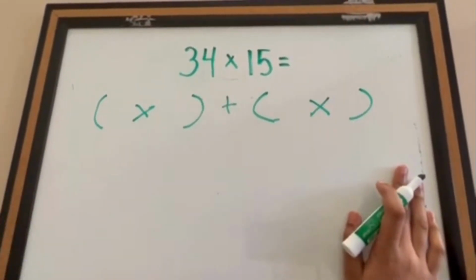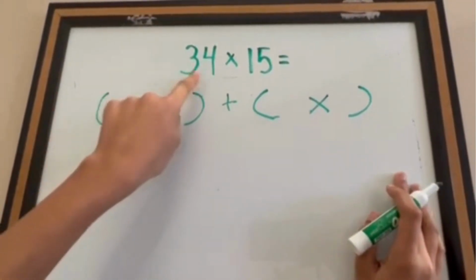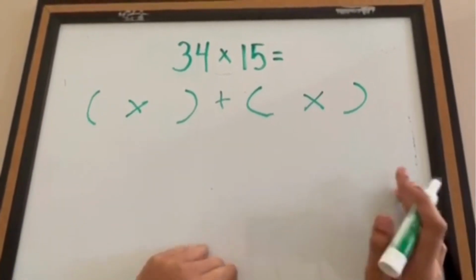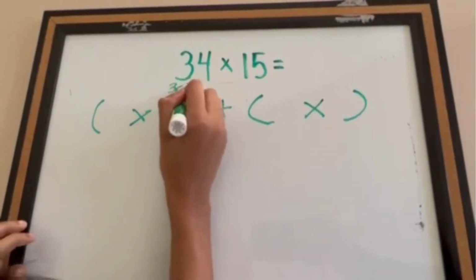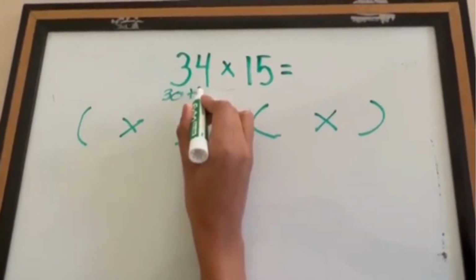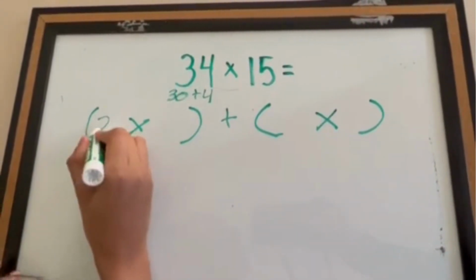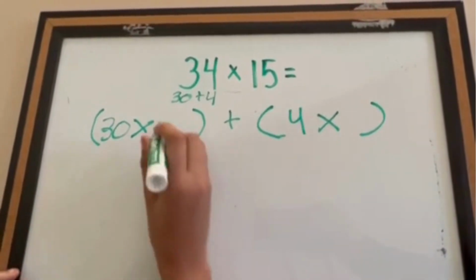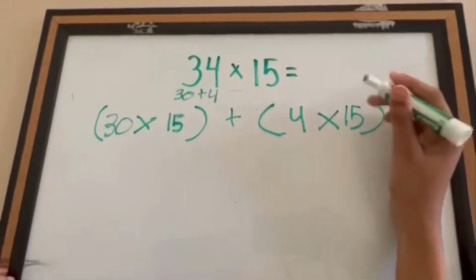Now, you're going to decompose one of your factors. It doesn't matter which one you choose, but I'm going to decompose 34 because it'll make it easier for me to multiply later on. We have a 3 in the tens place. 3 tens we know is 30. And we have a 4 in the ones place, and we know 4 ones is 4. So we're going to do the same thing as last time. We're going to put the 30 here and the 4 right here. And this time, we're going to put the 15 to be multiplied against both of these numbers.